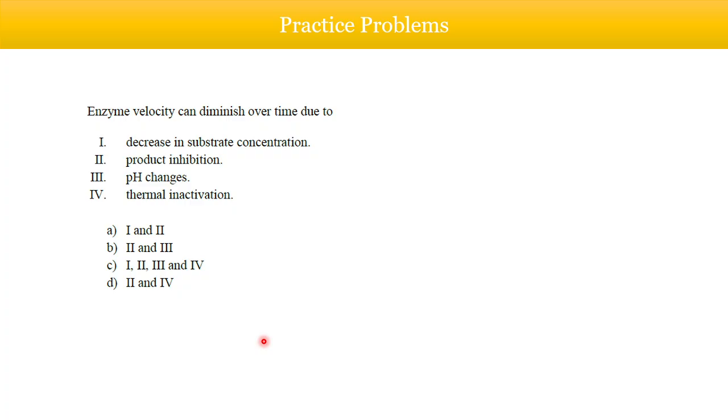So let us go into the practice problems then. You people first give me an answer and then I will tell you the correct one. Okay, so the first one is: enzyme velocity can diminish over time due to decrease in substrate concentration, product inhibition, pH changes or thermal inactivation.